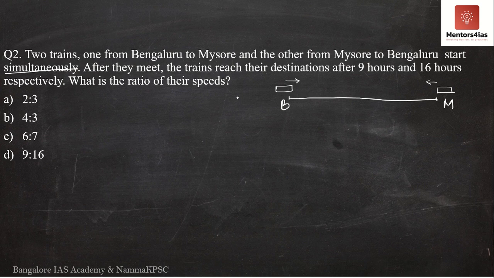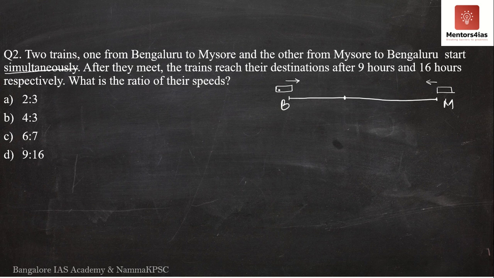Now after that, the question says that after they meet, the trains will reach their destinations after 9 hours and 16 hours respectively. I don't know where they are going to meet. So just for the sake of explanation, I'm going to say that they are going to meet somewhere, say here. Okay, they will meet somewhere here.